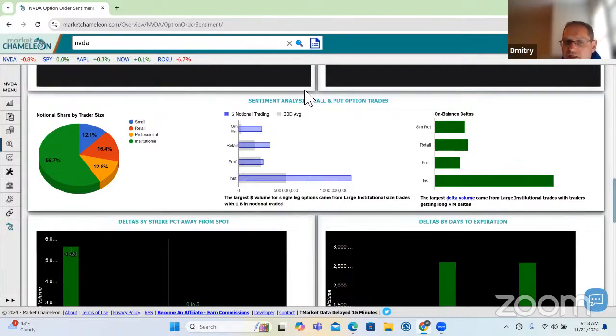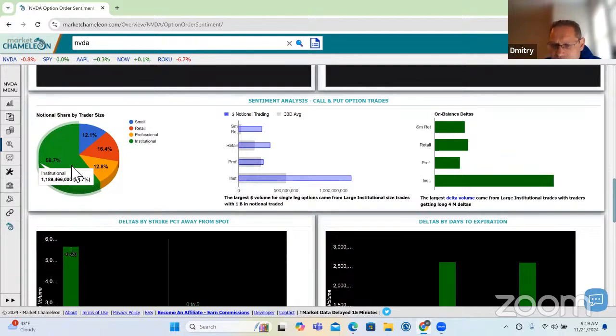How does that breakdown look like? So you could see here, 12% of the order flow is from small traders, 16.4% from retail, professional size, 12.8%, and institutional trades looked like 58.7%. So there's a significant amount of institutional trading going on yesterday on a relative basis. Kind of makes sense because there was also earnings, right? So we have to keep that in mind, that yesterday was the day right before they announced earnings.